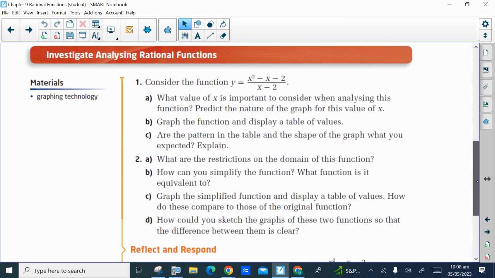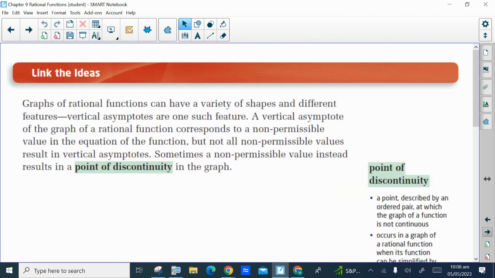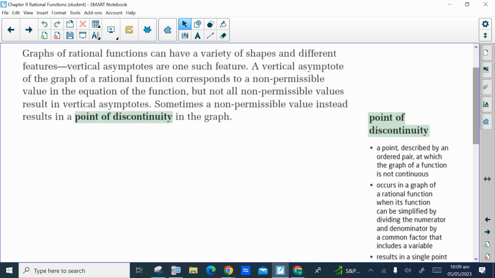So you've worked with asymptotes before. Now we're going to see what a point of discontinuity is. And as it says on the right, a point of discontinuity is a point described by an ordered pair at which the graph of the function is not continuous. Essentially, there's a break in the graph. If you're drawing the graph, you actually have to stop, lift your pen or pencil, move it, and start again. It's one point that the graph is not defined at. Okay, so it's like a hole in the graph.